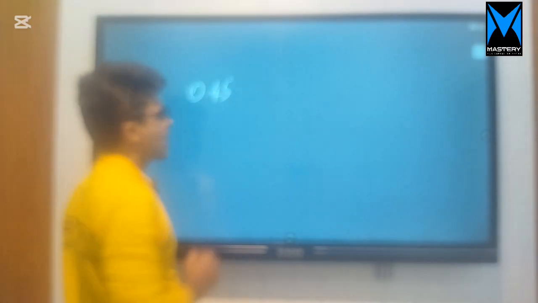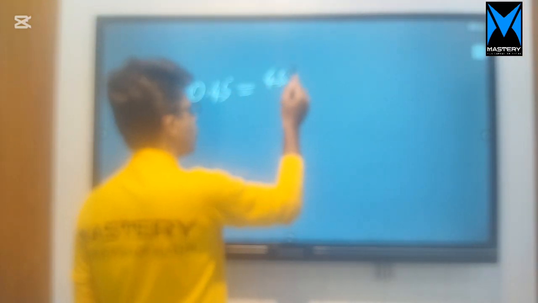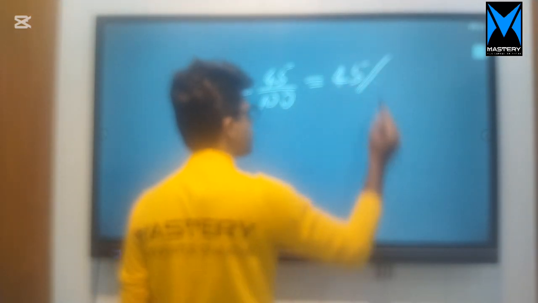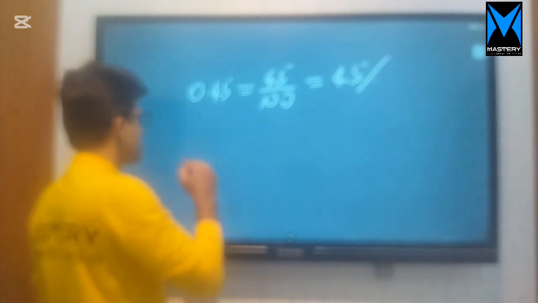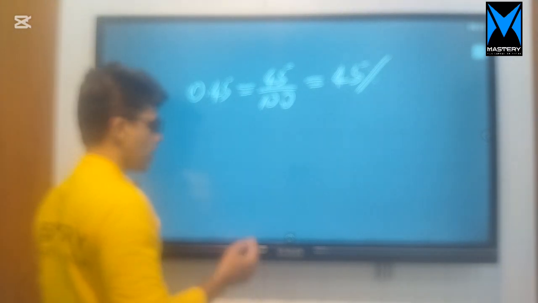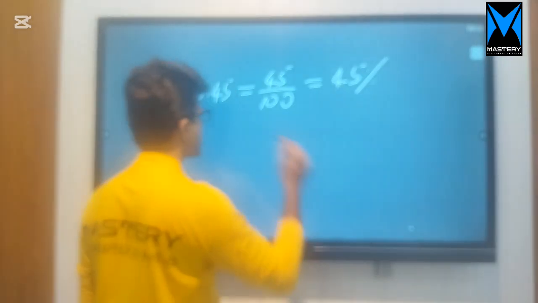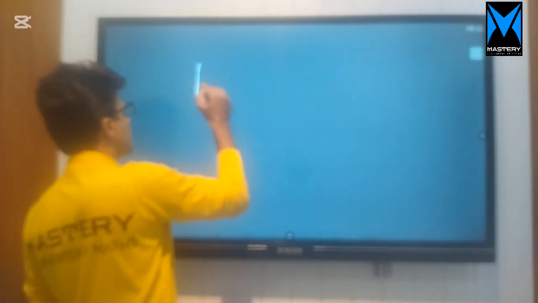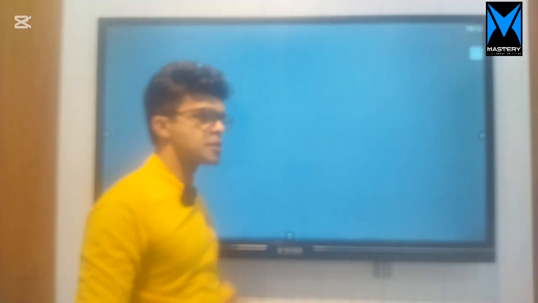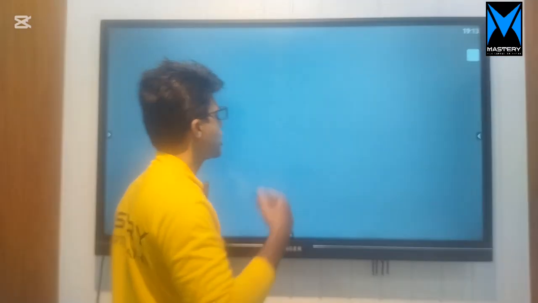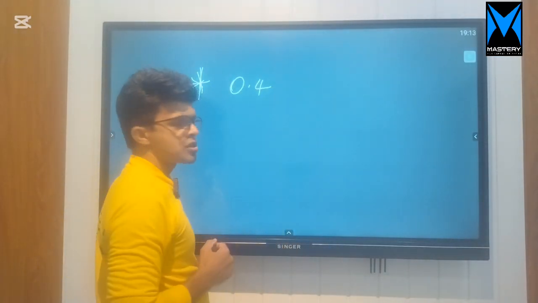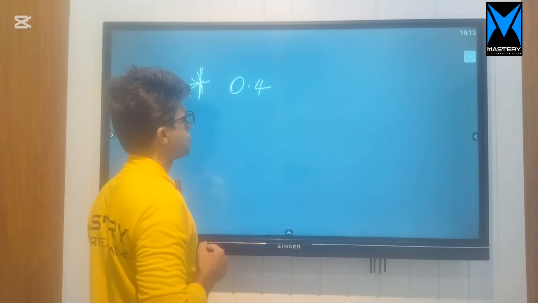0.45. Let's write this as a fraction. So 45 over 100. This can be written as a percentage. This means 45%. Okay. Then how do you write this one? A given decimal number can be written as a percentage. How can we do that? Think of this one. This needs to be written as a percentage.